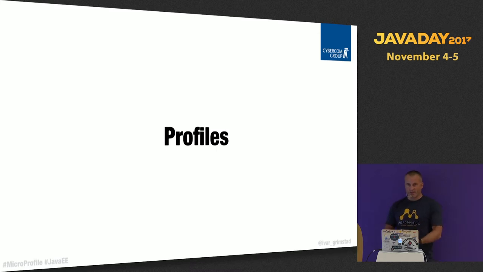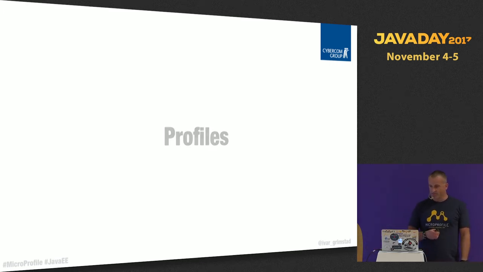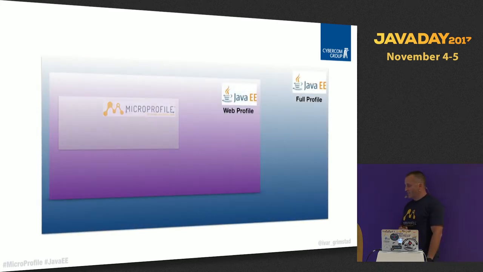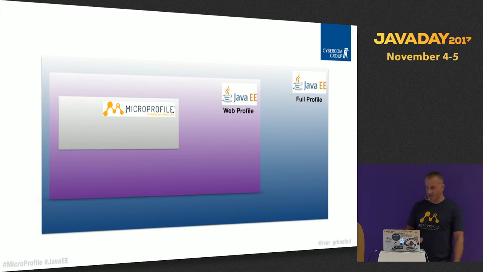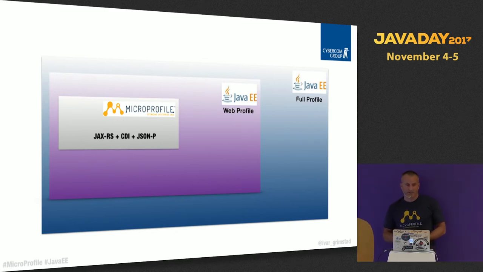So one step back, we're talking about Microprofile. And to be able to talk about Microprofile, we need to know what profiles are. And let's dive into this a little bit. We've actually had profiles in Java EE for quite a while, actually since Java EE 6. We have had the web profile and the full profile. And in Java EE, the web profile is a subset of the full profile. And the first version of Microprofile is actually also a subset of the web profile. It's not an official profile, but it relies on exactly the same technologies that are provided by the Java EE full platform. And what comes with Microprofile is JAX-RS, CDI, and JSON-P.